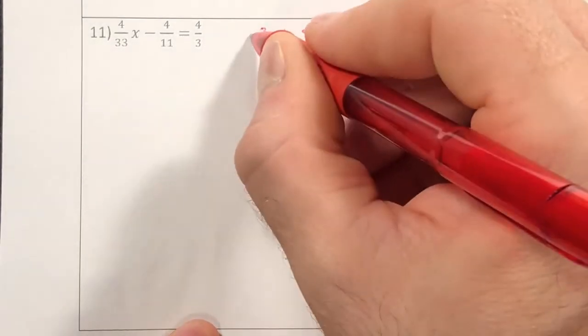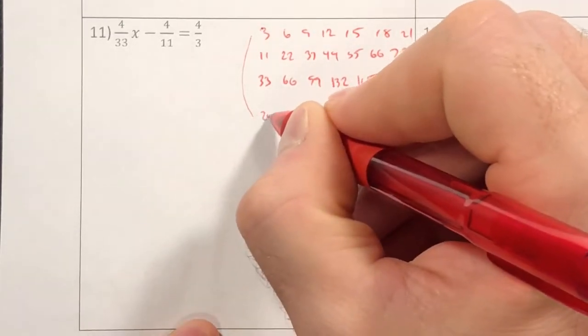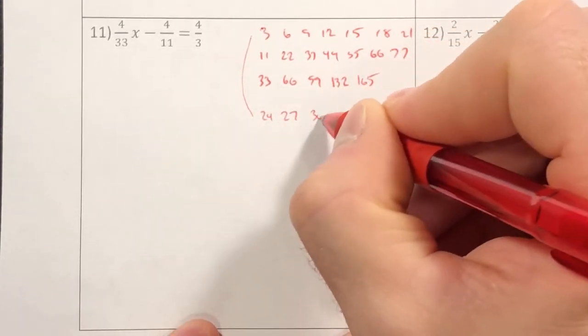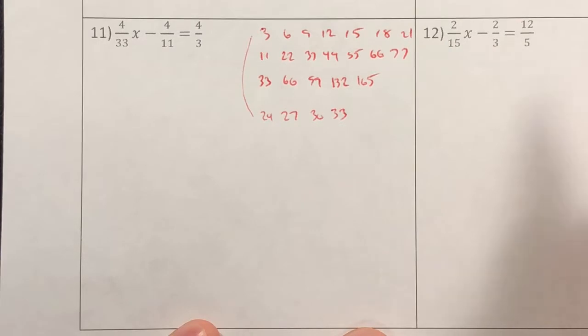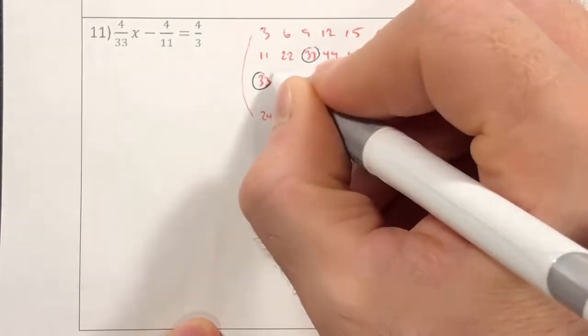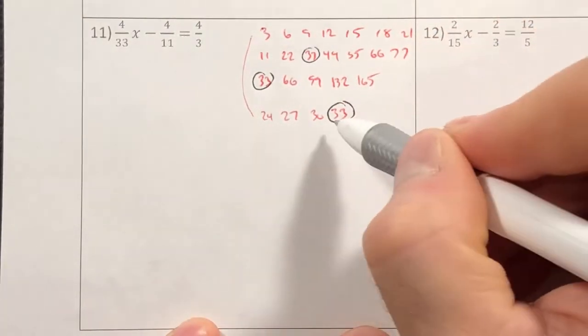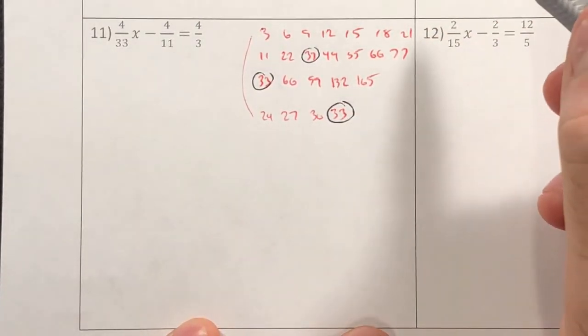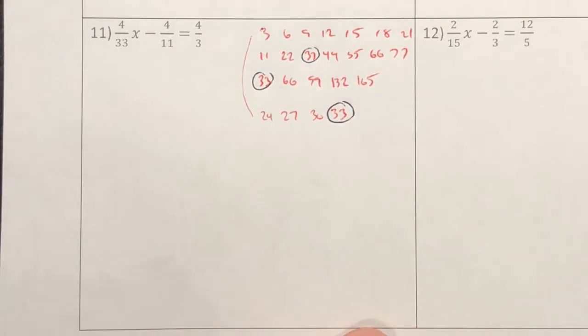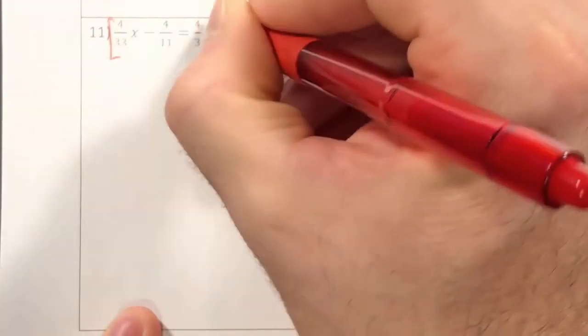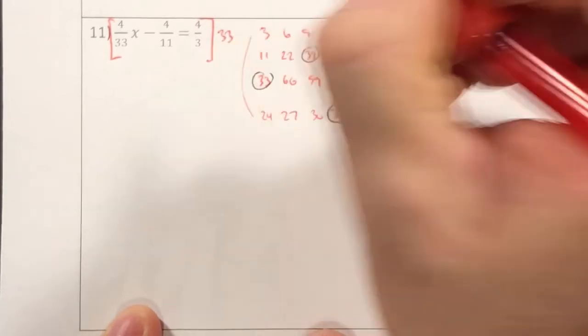So for my 3s, I'm going to come down again. 24, 27, 30, 33. And that's where I see my third number. I see 33 in all 3 of my lists, even though with my 3s I had to come down and continue on with my list. So I'm going to multiply this entire equation by 33.